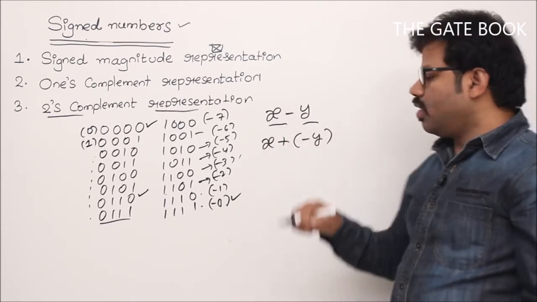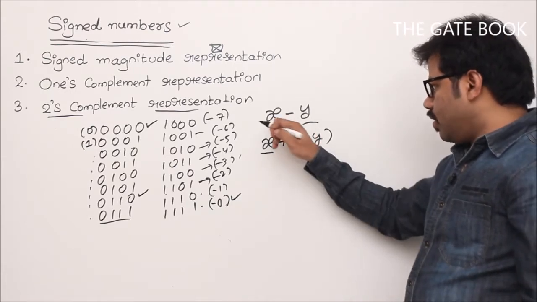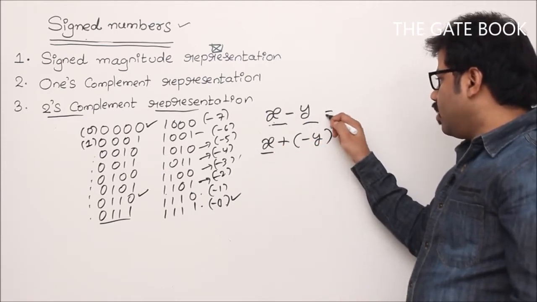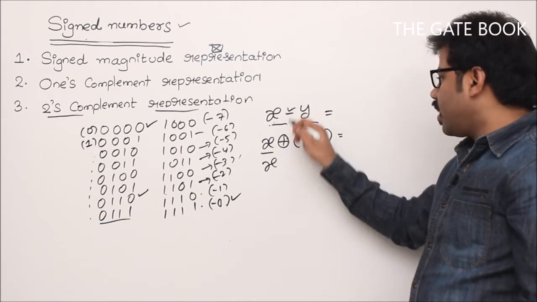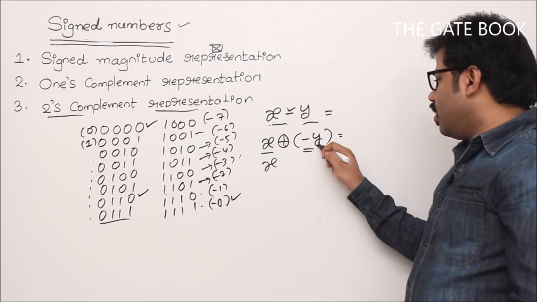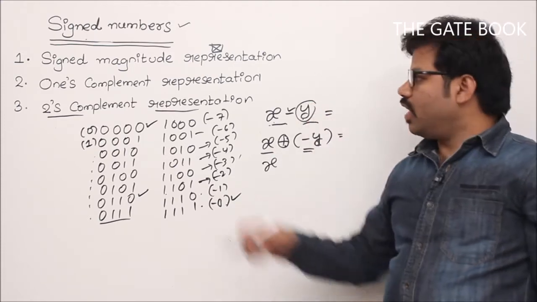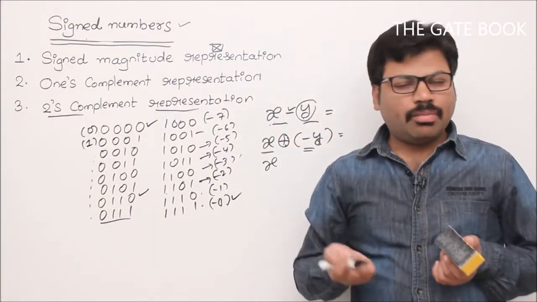Whenever you want to do subtraction, x minus y, you do x plus minus y. Both are the same, right? That means we have to do addition rather than subtraction. But before that, we have to take minus y. So rather than y, we have to take minus y. Sir, how to get minus 5 in one's complement representation? Recall, for any number, minus y is nothing but one's complement of y, isn't it?